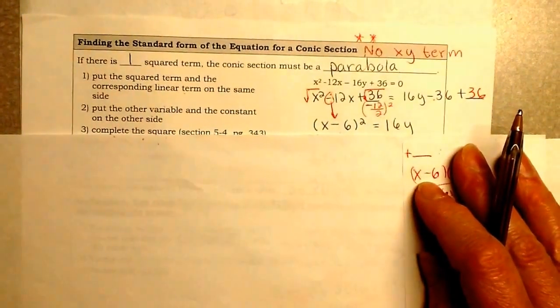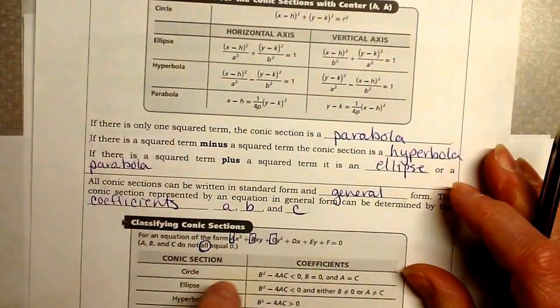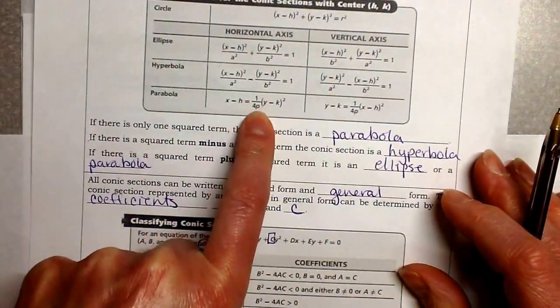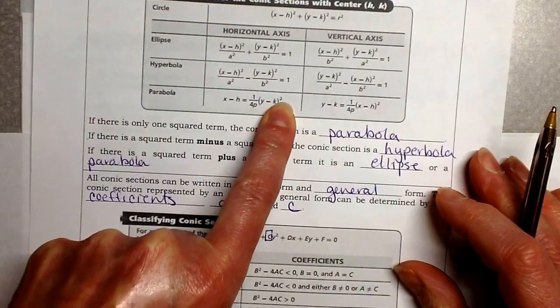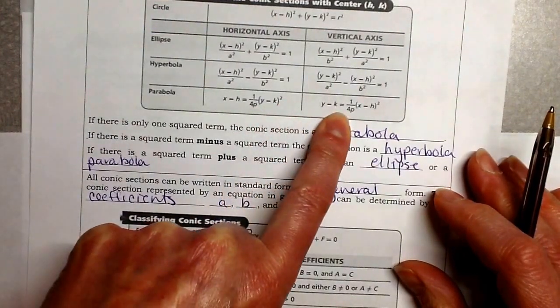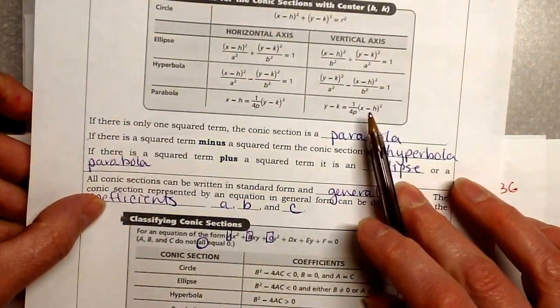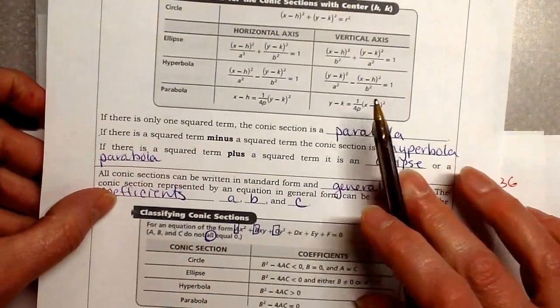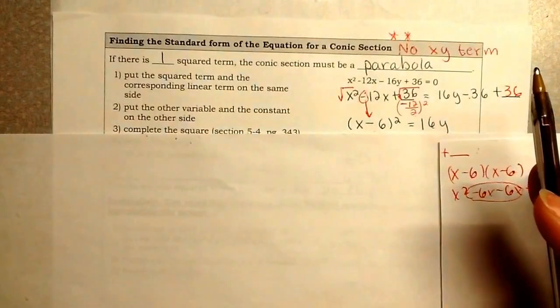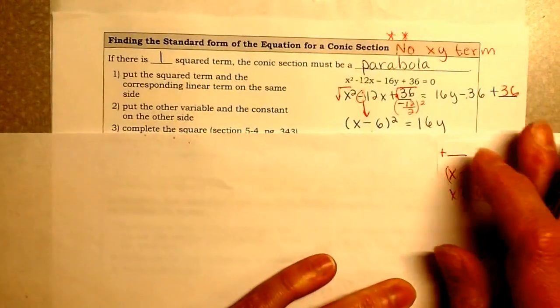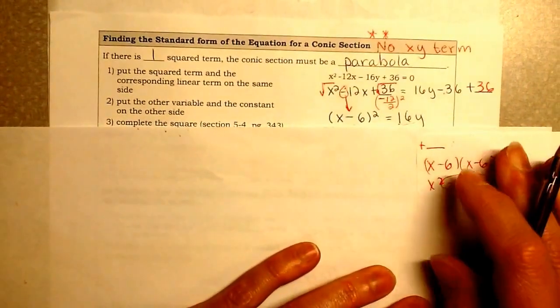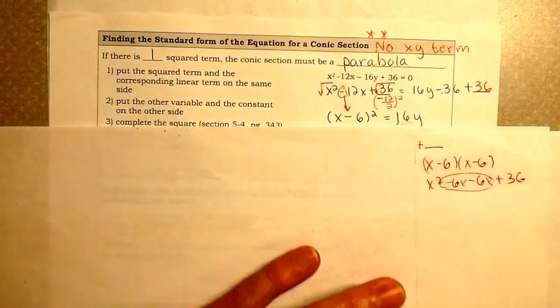Okay, we know it's a parabola, so let's look and see what a parabola should look like. A parabola should look like 1 over 4p times y minus k squared if it's horizontal, and it should look like this if it's vertical. Well, since our x term is squared, we need to have the y by itself, which means it needs to have a coefficient of 1. So all I'm going to do is divide this by 16.